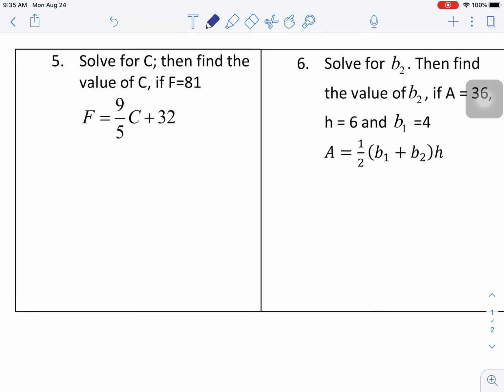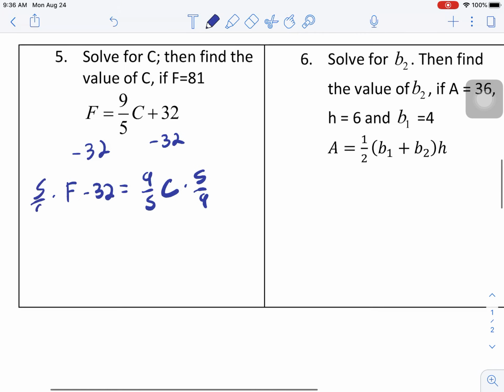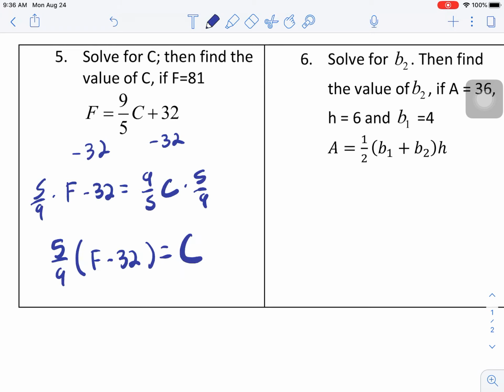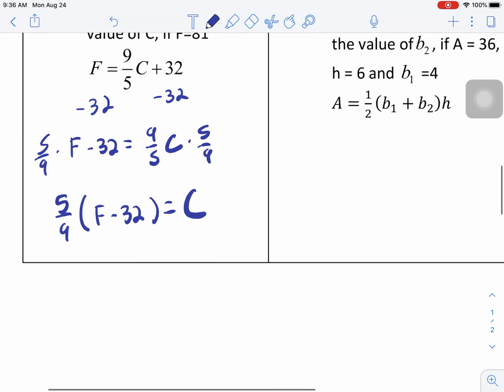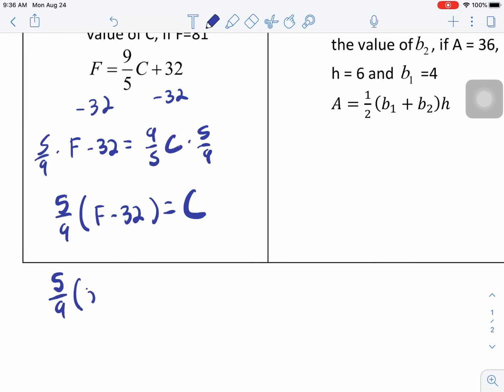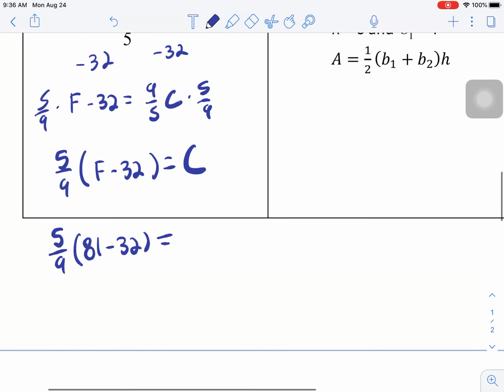Okay, so solving for c, we would subtract off 32 from both sides. We would get f minus 32 is equal to 9/5 c. Okay, and then we'd multiply by 5/9 on both sides. And that would give us 5/9 times f minus 32 is equal to c. Okay, and then it says if f is 81, find the value of c. So that means what we're going to do is we're just going to plug in 81 into this equation, and it will actually give us a c value out.